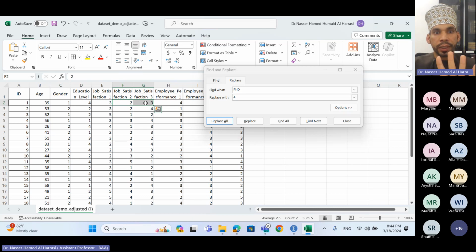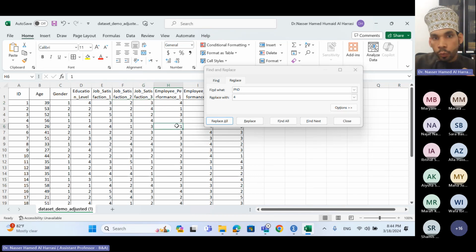So for example here, strongly disagree, always strongly disagree, will be equal to 1. Disagree will be equal to 2. Neutral equal to 3. Agree equal to 4. And strongly agree will be equal to 5. So immediately here you are going to understand.